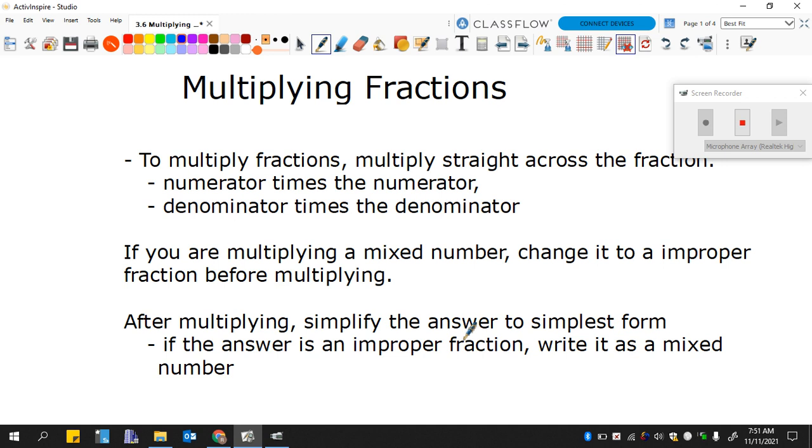If you're using a graphing calculator to simplify your answer, just type your answer in, and then press math, enter, and that will write it as a fraction in simplest form. If the answer is an improper fraction, you need to change it and write it as a mixed number. You do that by dividing, doing the long division. We'll do some examples of that.